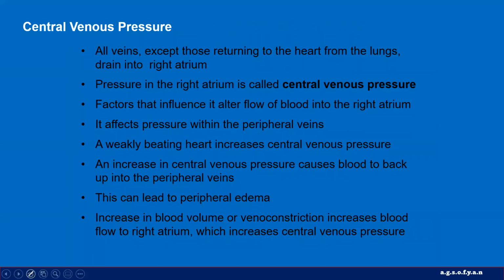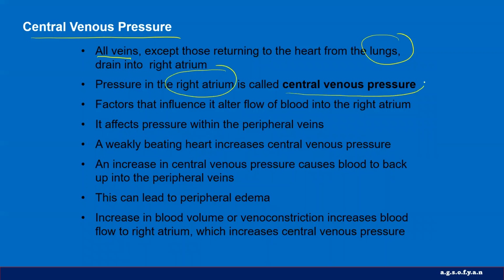For the central venous pressure, so all veins except those returning to the heart from the lung. So we are not talking about the pulmonary vein. We're talking about the veins coming from systemic circulation, which will all enter into the right atrium. And this is what we call the central venous pressure.